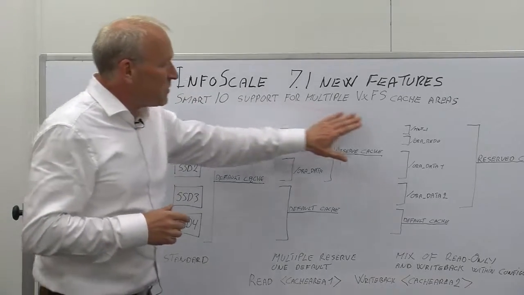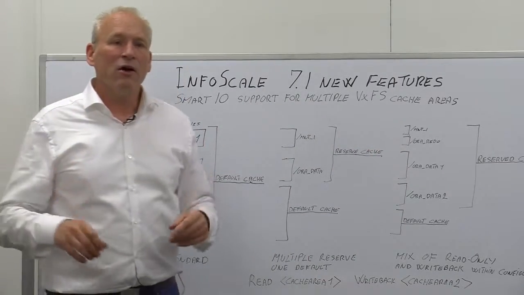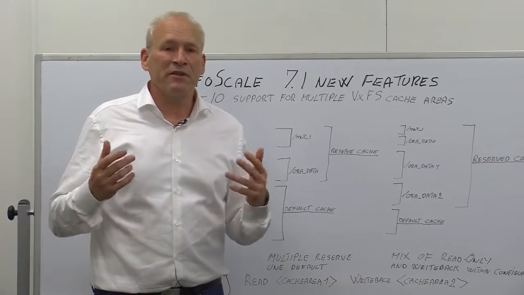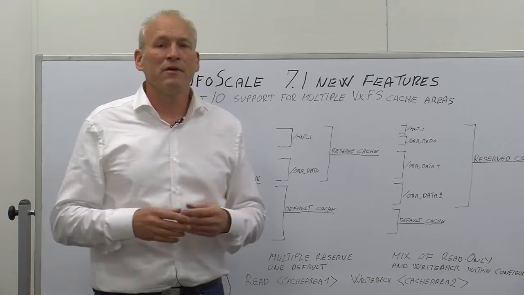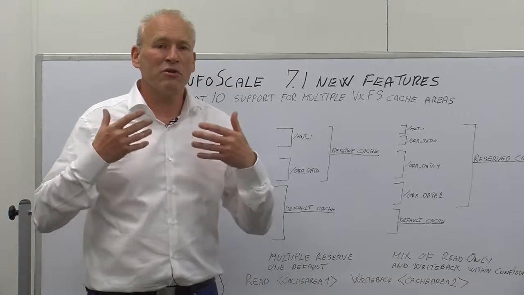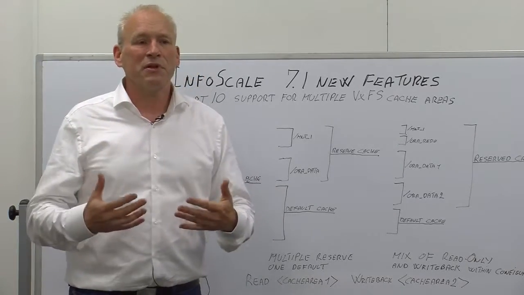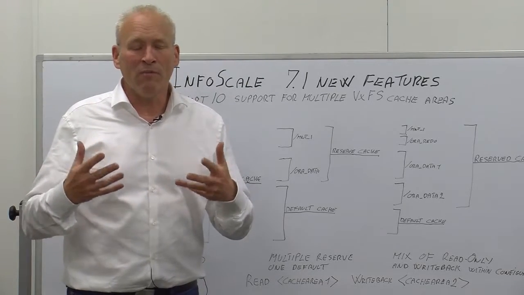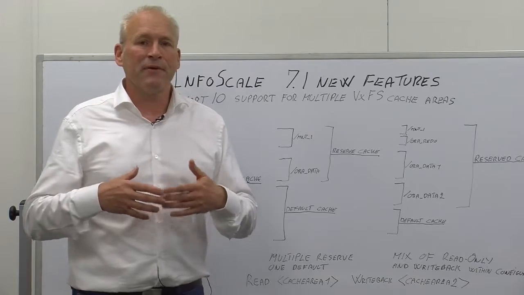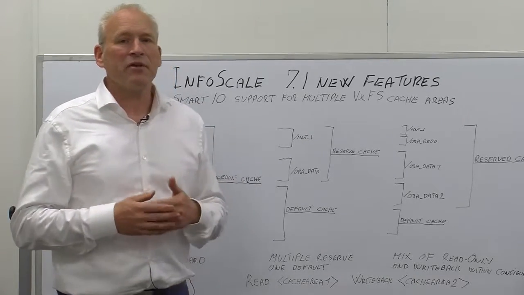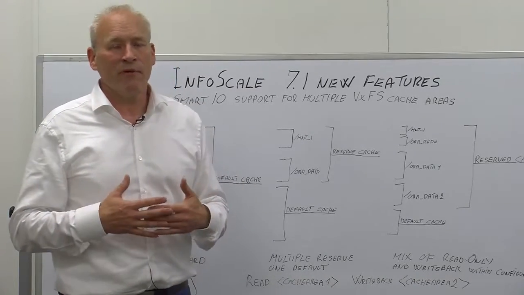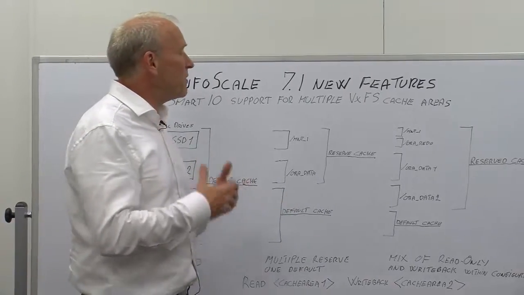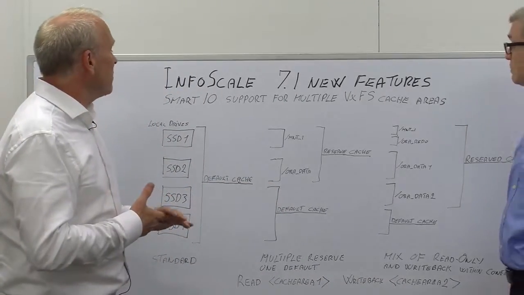The setup of this can be done either by CLI or inside Veritas InfoScale Operations Manager. That's how you set this up, and you can also see the performance. If you're using the graphical interface, you'll be able to see the performance of these different cache areas and take action from that. So okay, that's the new features around SmartIO.